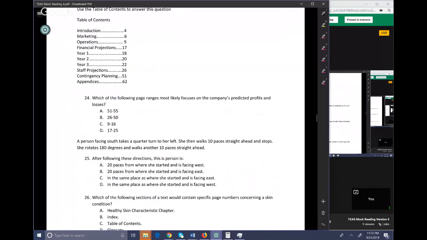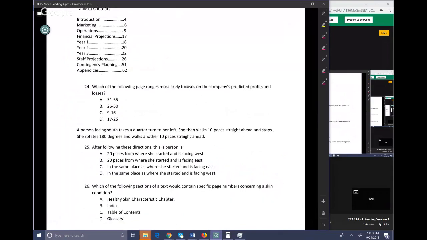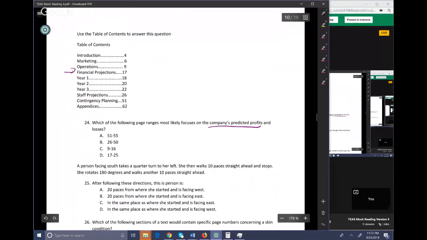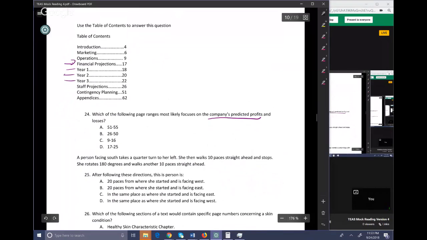The table of contents here says which page range focuses on companies' predicted profits. That's going to be under financial projections. And you'll notice year 1, 2, and 3. At first, you probably thought it's just page 17. That wasn't an option. So it's 17 through 25. Normally, these would be indented to show that those belong with financial projections. For whatever reason, they didn't. But you'll realize that because there's not an answer that just says 17.